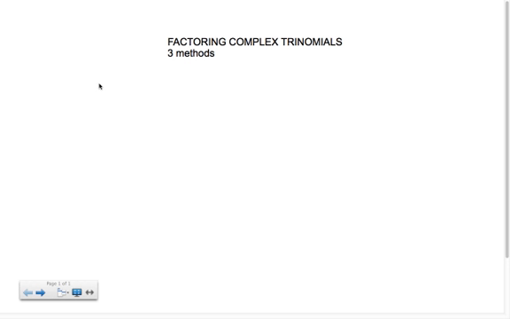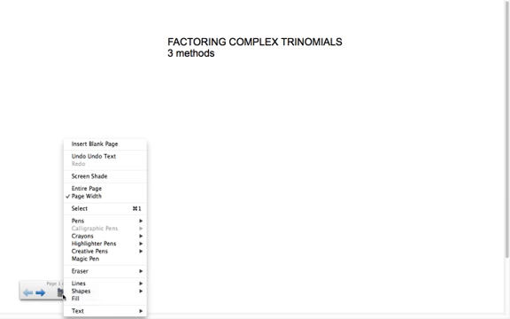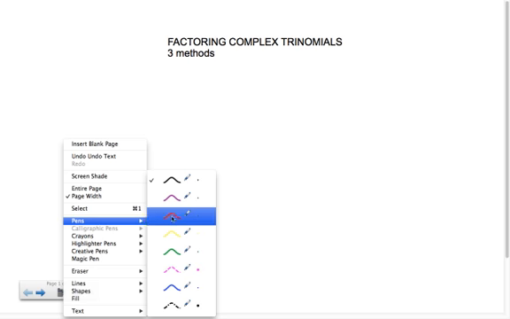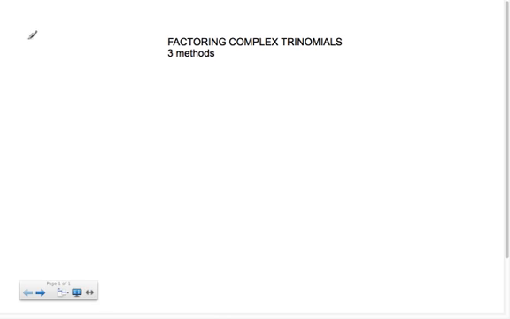Okay, so this is a quick review on factoring complex trinomials, and we're going to do it in 3 different methods. You can choose the method you would like to do and follow along, but just make sure you know how to factor these, practice them, and review them frequently. This is something that you do need to know.